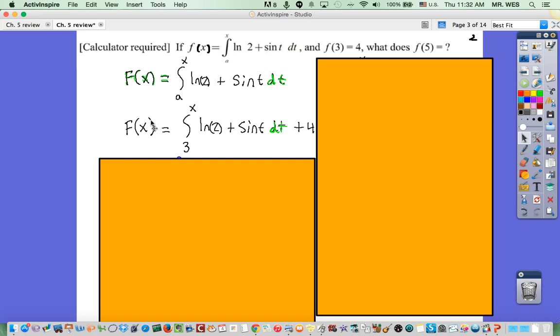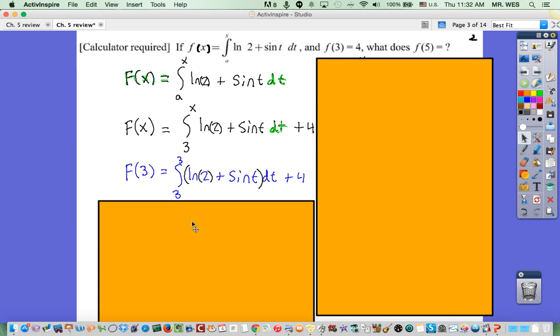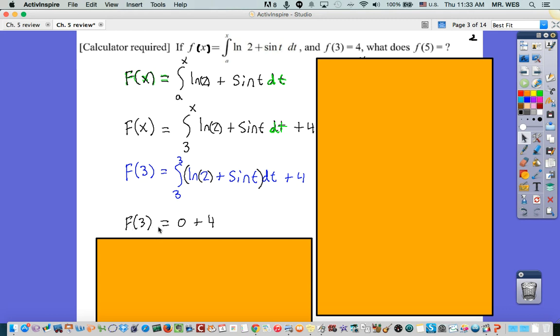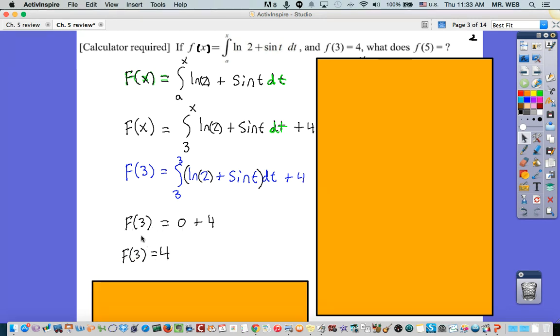If I say this is the function that I'm going to be working with, I'm going to say that we have f of x is 3 to x, and I'm going to add a 4 here. Now, watch why I did this. Because if I put a 3 for x, then that's 3 to 3. What happens when we go 3 to 3? This whole thing becomes 0. So f of 3 equals 0 plus 4. I put the plus 4 at the end. So therefore, f of 3 equals 4, just like it set it up here.